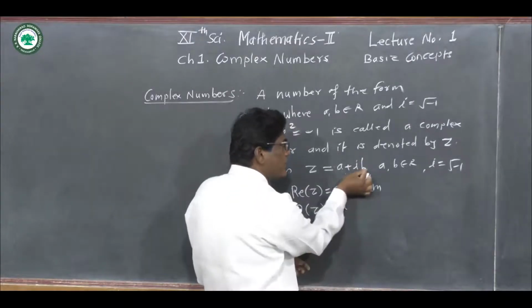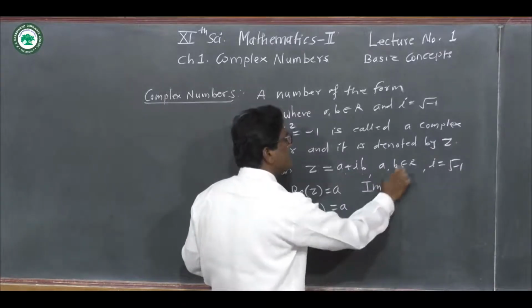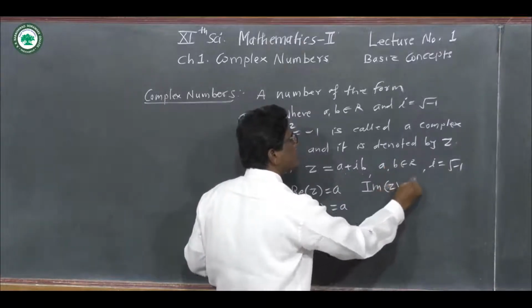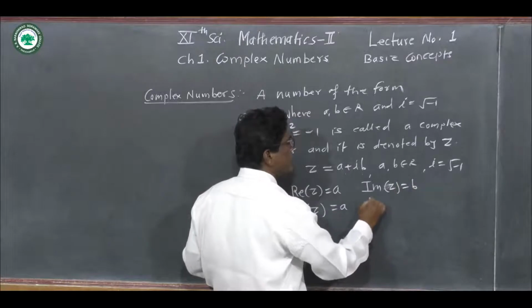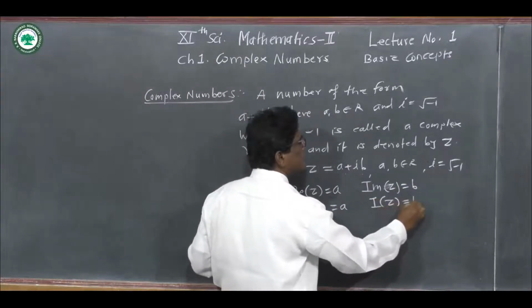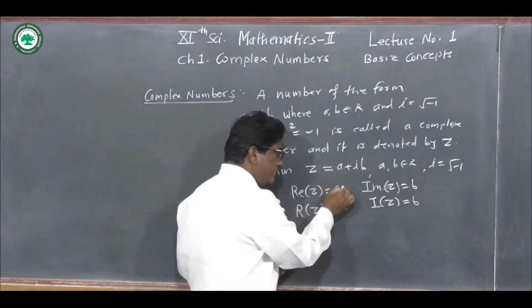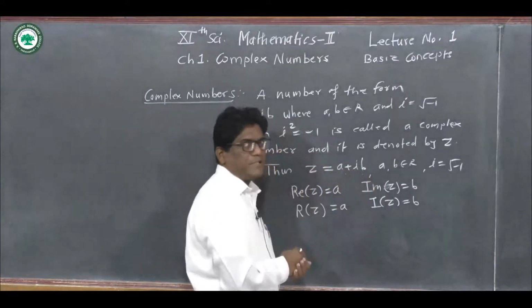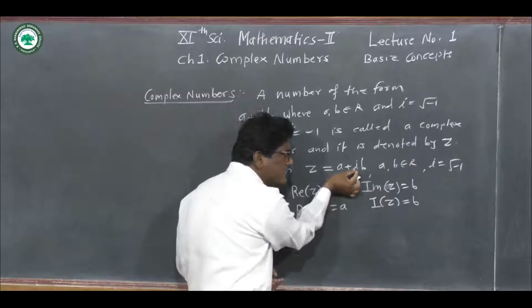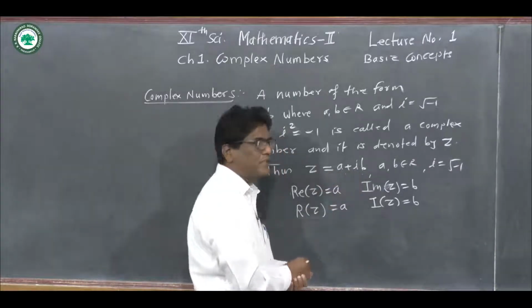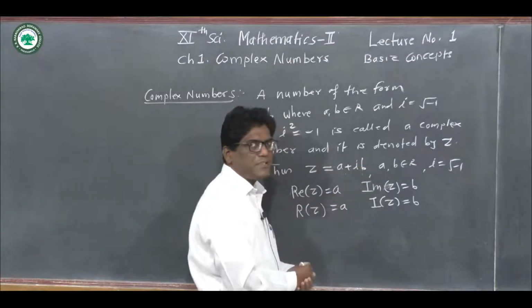So the coefficient of i is the imaginary part of Z, and it is equal to b. We denote it by Im(Z) = b. So here a is called the real part and b is called the imaginary part. The imaginary part is the coefficient of i, and this ib is the imaginary number.